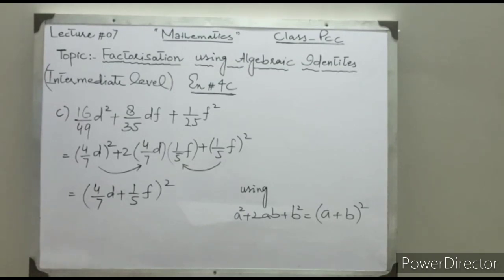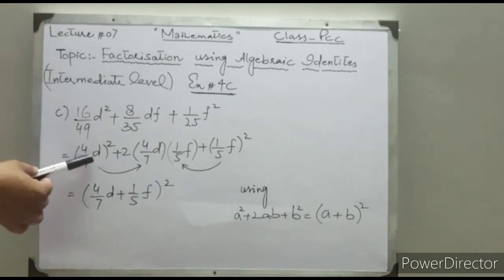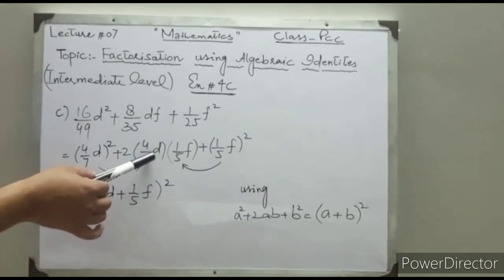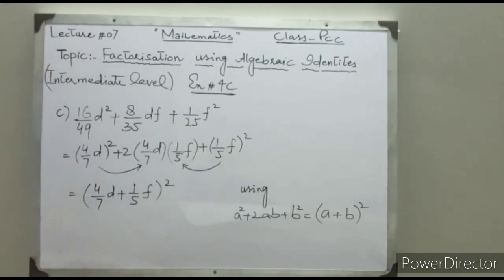Students, question number 5, part C. 16 over 49 d square plus 8 over 35 df plus 1 over 25 f square. Students, you can see in this question we have nothing common. So we may write 16 over 49 d square as 4 over 7 d whole square, 1 over 25 f square as 1 over 5 f whole square, and in the center we have to write 2ab, where a is 4 over 7d, b is 1 over 5f. So finally we can write this as 4 over 7d plus 1 over 5f whole square using identity number 1.